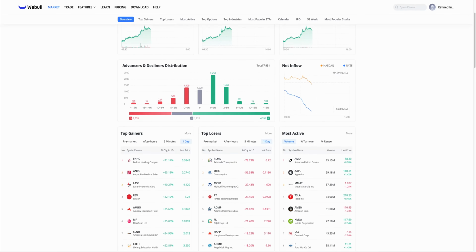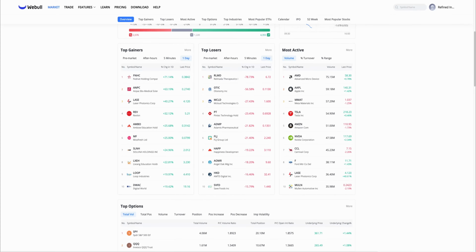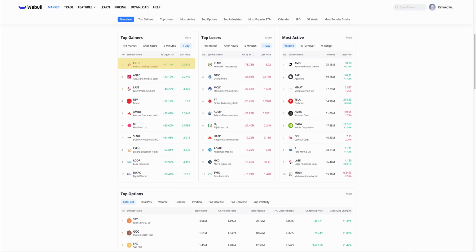Scrolling down, we have 3 tables. One focuses on the top gainers of the day, and as you can see today, FedNat Holdings company is rising by 71%. That is quite the increase actually, especially for a stock. But for every FedNat Holding company, you have Relmada Therapeutics, which declines by 78%. As you can tell, this belongs in the top losers of the day.